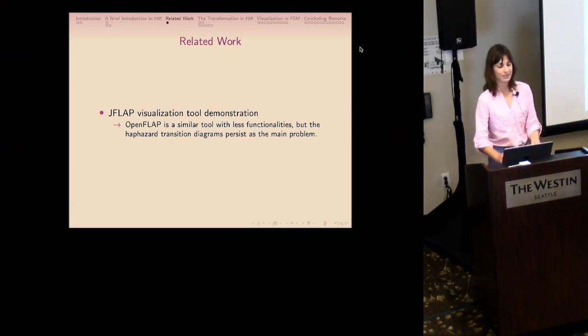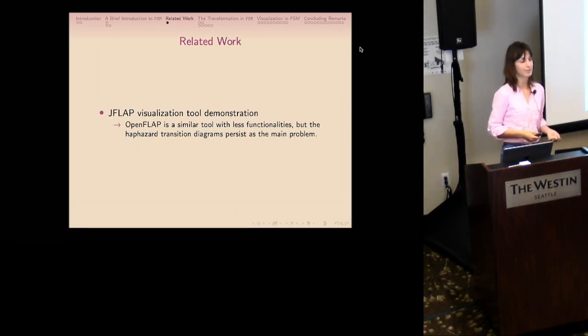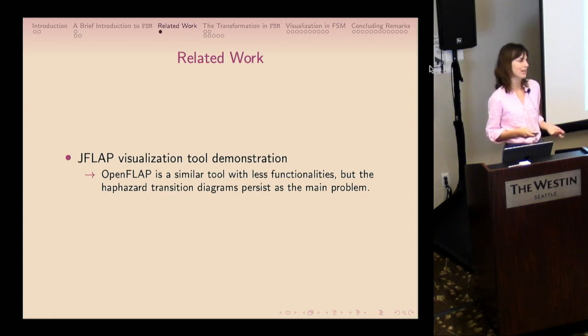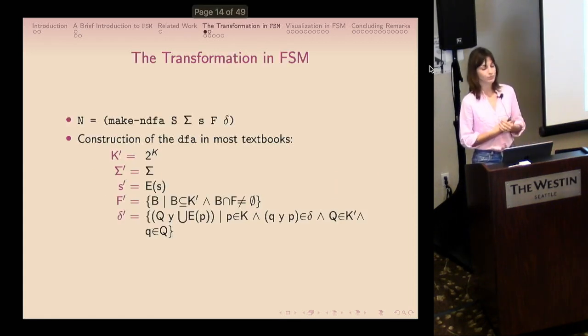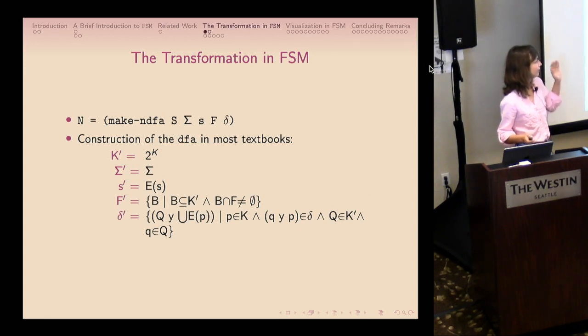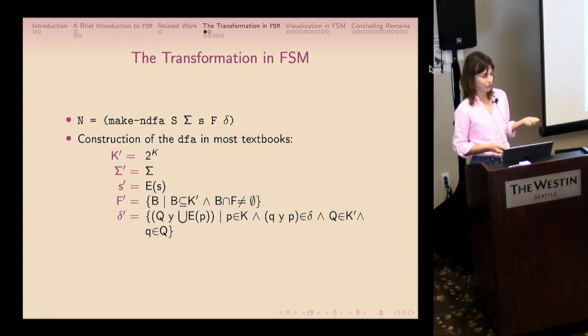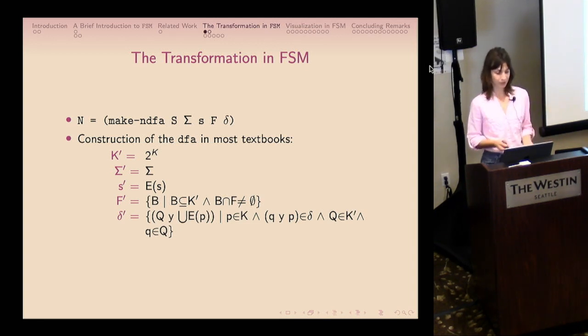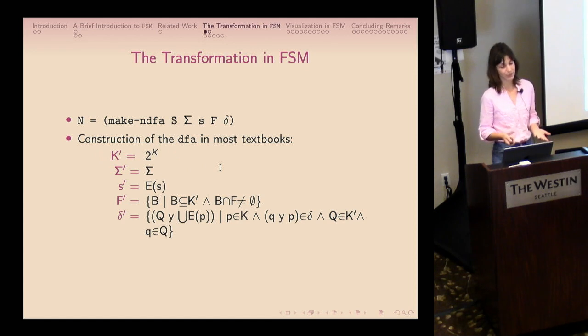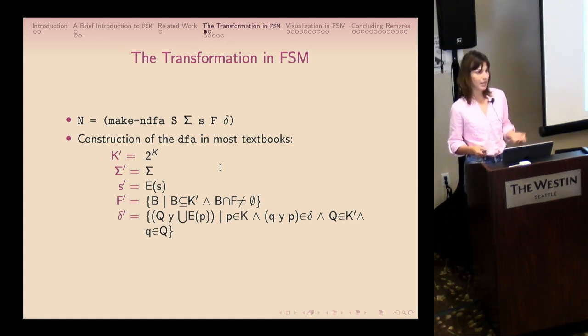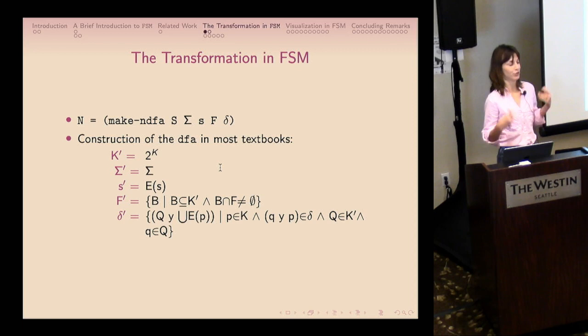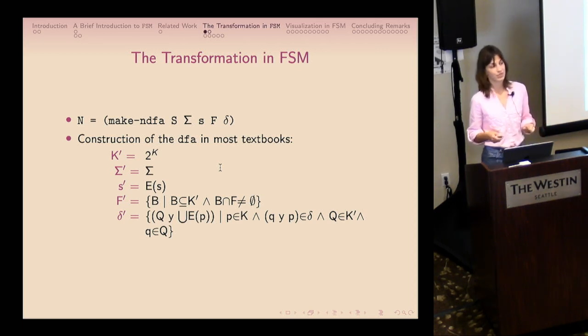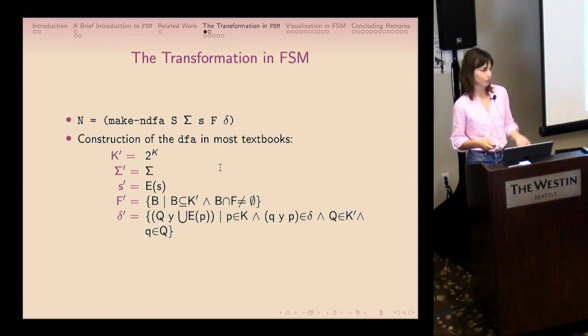Now, OpenFlap is a similar tool with slightly less functionality, but the haphazard graphs remain a problem. So here again, I'm presenting you the transformation that most textbooks use. So what we decided to do is tweak this transformation a little bit for the following reasons. What we're bothered with is this. K prime is a list of superstates, and in this transformation, it is a power set of K. Imagine how many subsets of K you might have if you have a huge NDFA. That's so many superstates that don't even end up being used in the construction of the DFA.